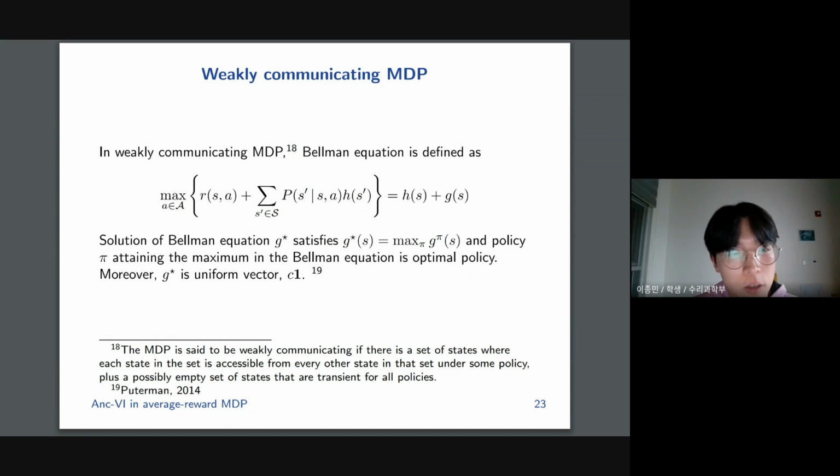But it was known that the solution of the Bellman equation, G star, is the optimal average reward, which is the max of G pi over the policy pi. And also the policy pi attaining the maximum in the Bellman equation is an optimal policy. And one advantage of the weakly communicating MDP setup is that G star, the optimal average reward, is a uniform vector, which means that every coordinate is the same.